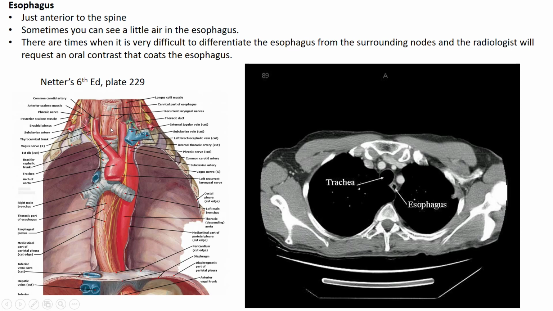The esophagus is following down anterior to the spine, which we can't really see. You may be seeing a little bit of it here, just on the right edge of the esophagus. And then anterior to the esophagus is the trachea here, this white bony structure.